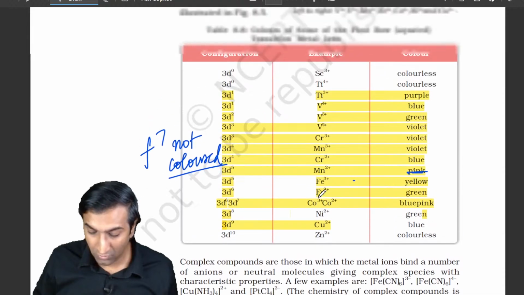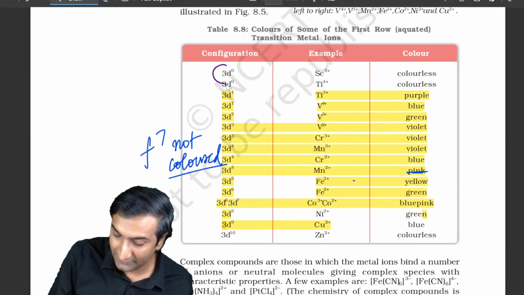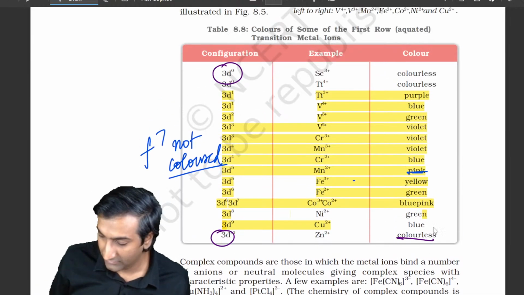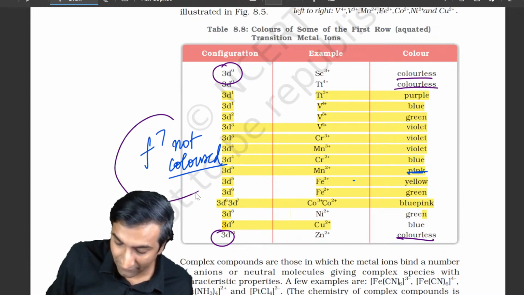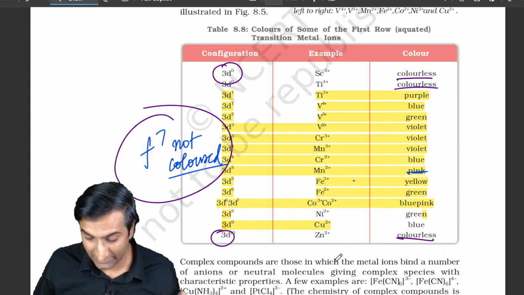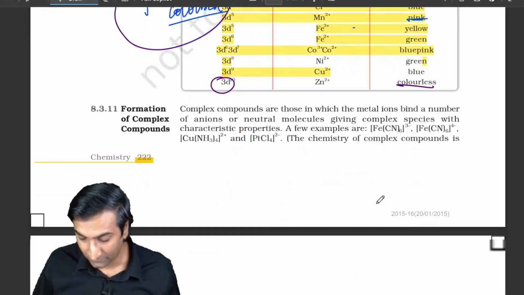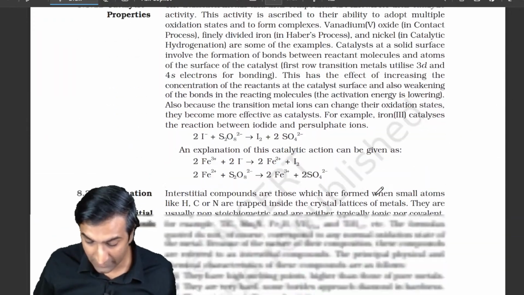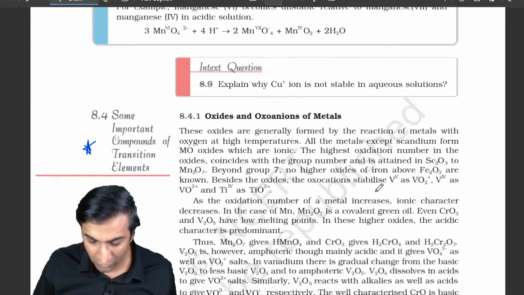Colored ions के बाद में देखो ये सब है, जहाँ पे भी d0 है या d10, it's usually not colored, right? The interesting thing is कि f7 भी colored नहीं होता है. That's something also you need to know. Okay, all right. Complex compounds, catalytic properties. Let's move on. Let's move on to F block elements.